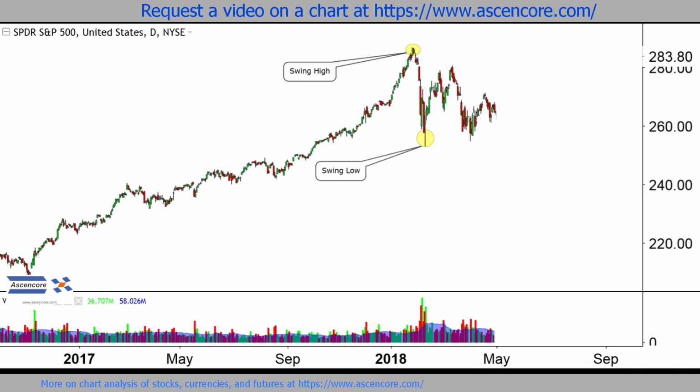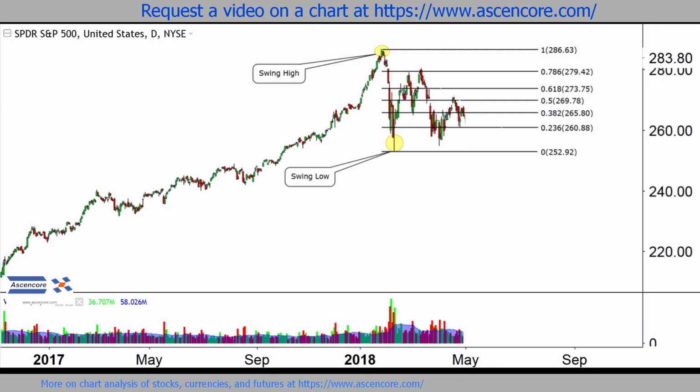Step 1, find a clearly defined swing low and swing high. These are points where price reversed direction in the past. Step 2, draw your fib by connecting the 2 points. In most all charting programs, you click and hold the first point. Here it is the swing high at 286.63. Then drag your mouse down to line up the fib with the other reversal point. Here it's the swing low at 252.92.